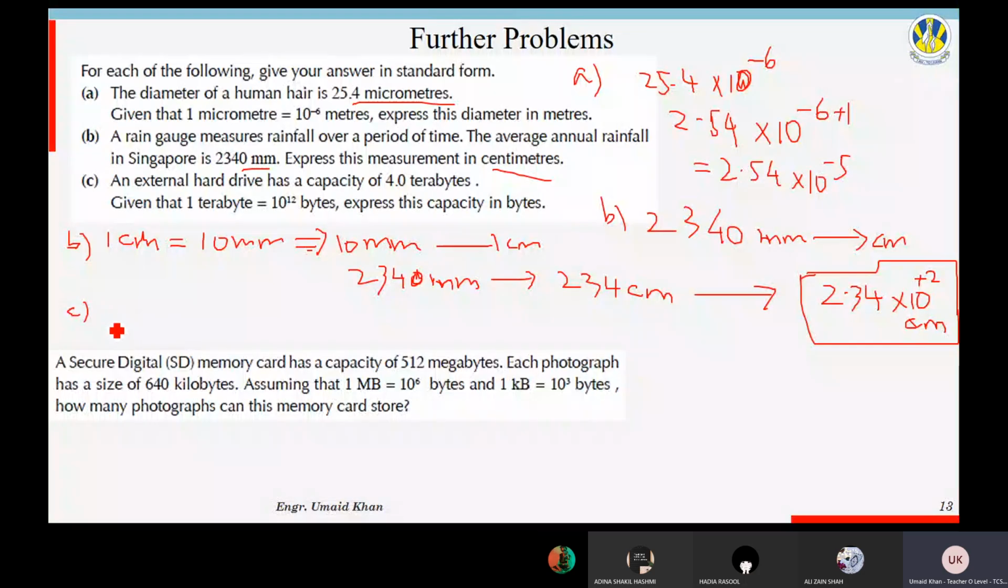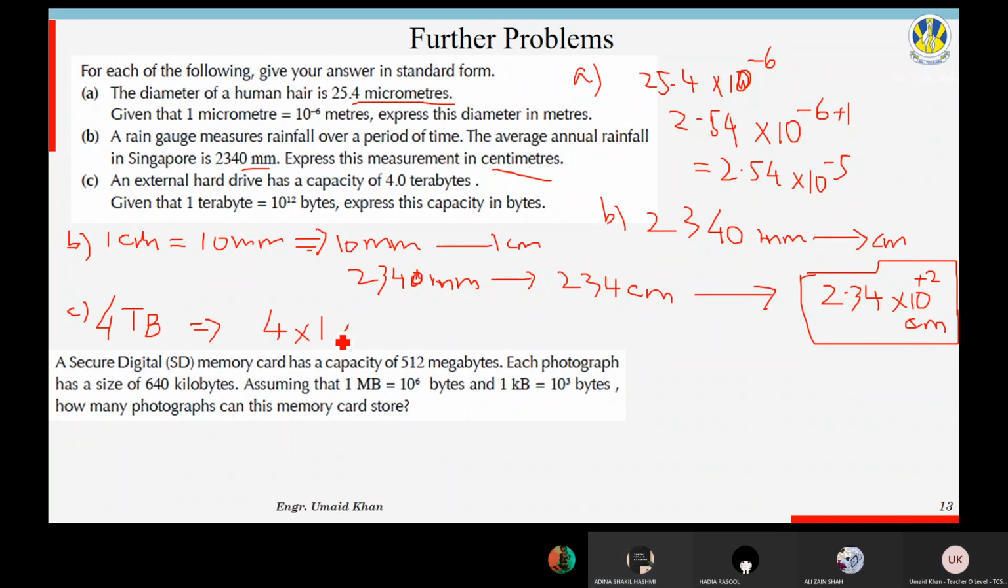Okay, in the next question, it says that there is an external hard drive which has a capacity of 4 terabytes. So you can write it like this: 4 TB is the capacity of the hard drive, and 1 TB is equal to 10 raised to the power 12 bytes. So you have to express this capacity in bytes. So how can I write it?